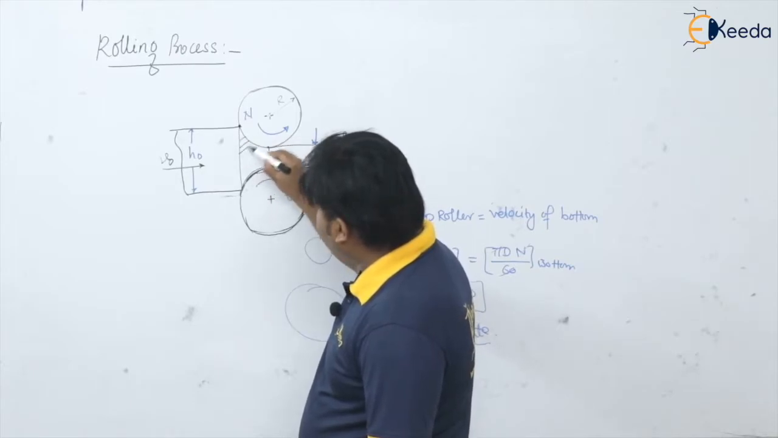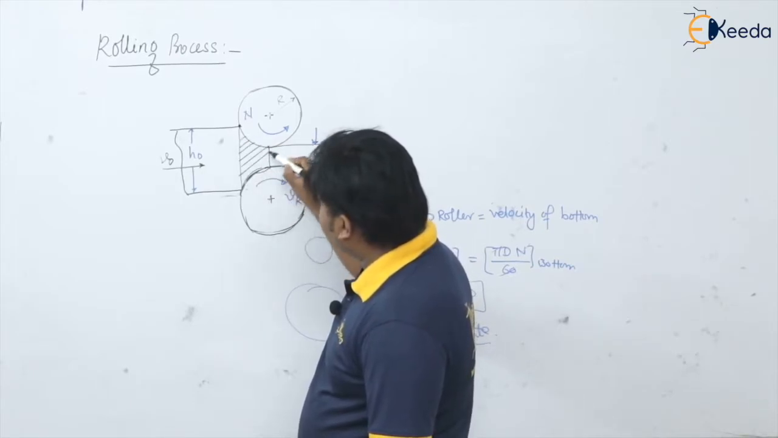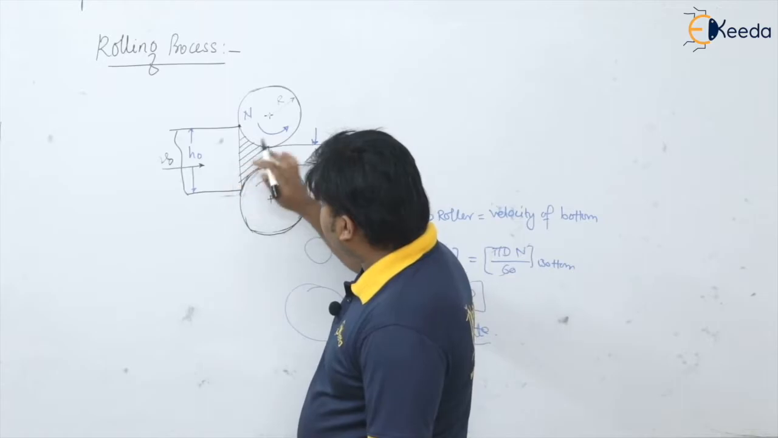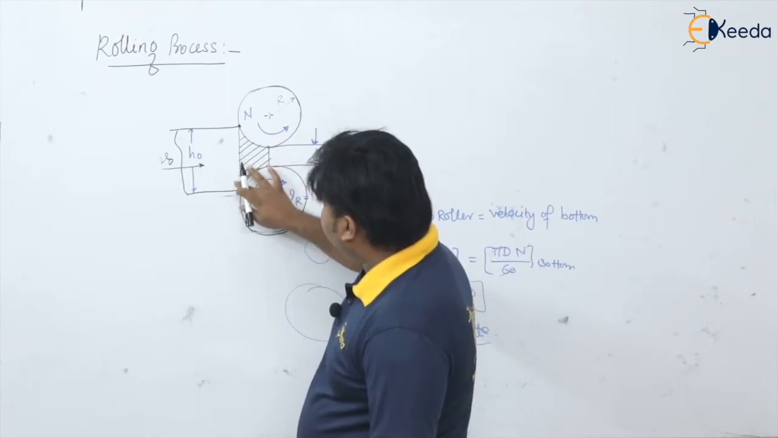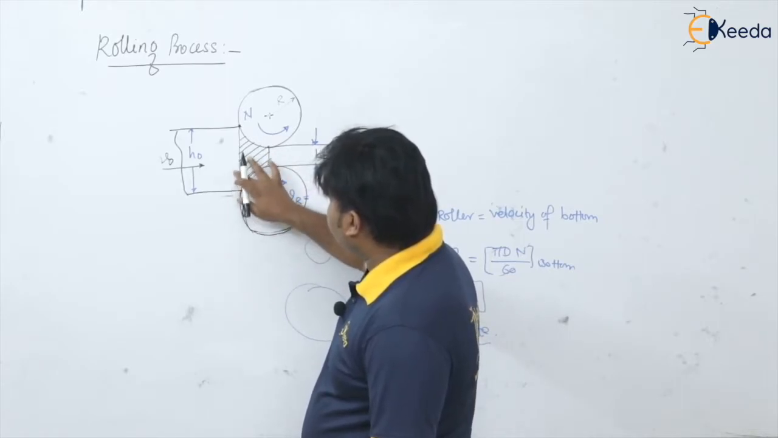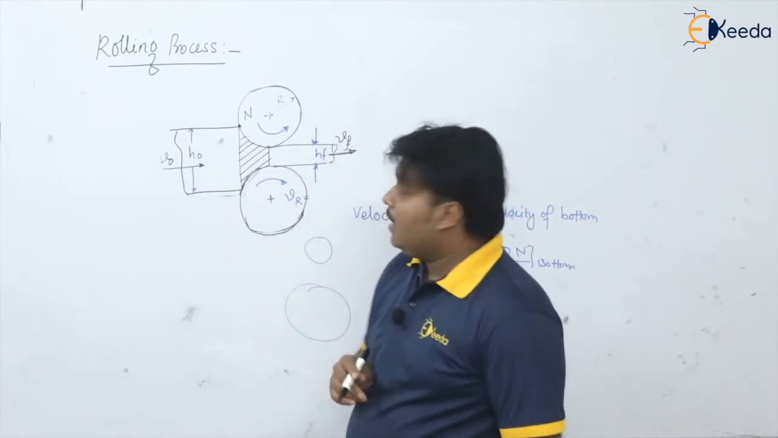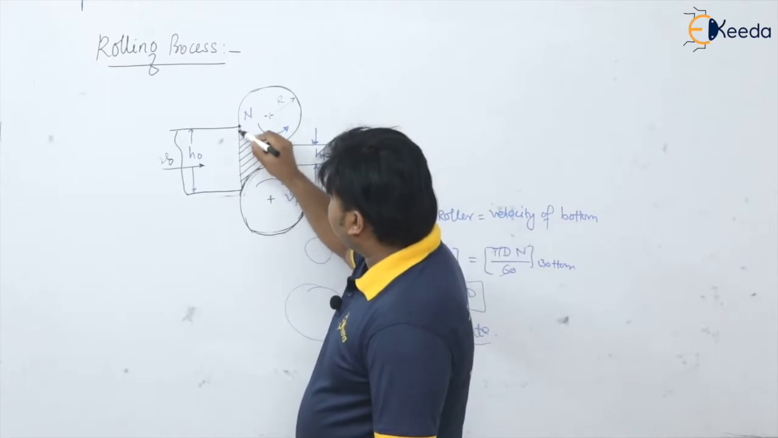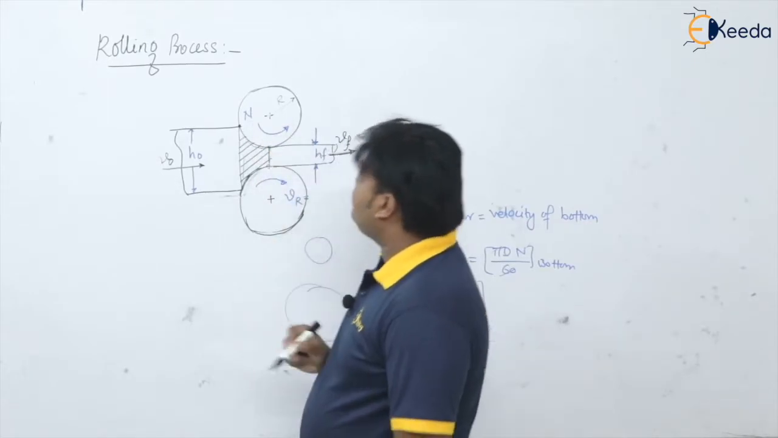Actually, this is the deformation zone in which the stresses induced in the material are greater than the yield stress, but less than the fracture stress, isn't it? And of course, these are huge compressive stresses here. That is, this is our deformation zone.